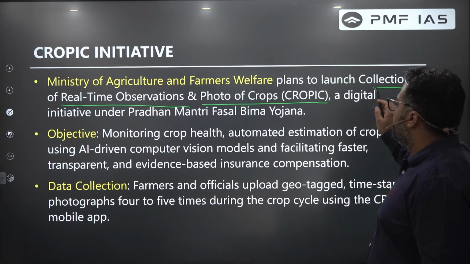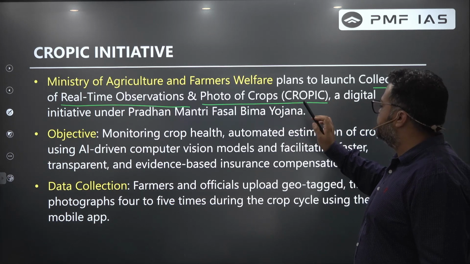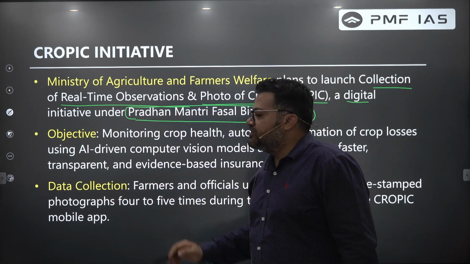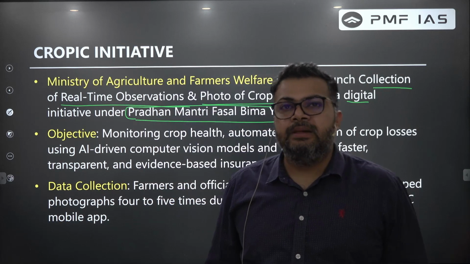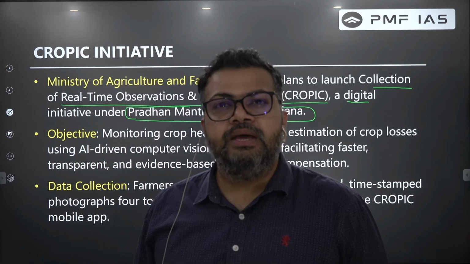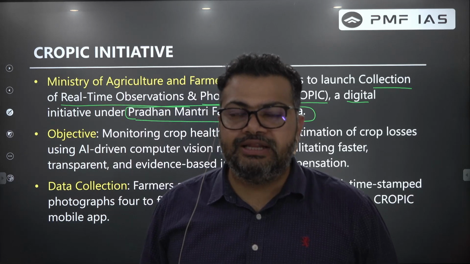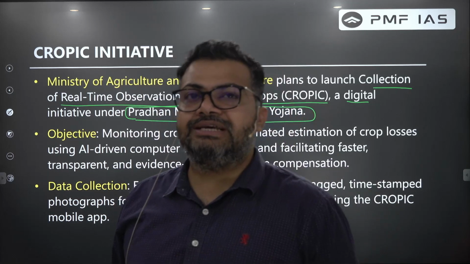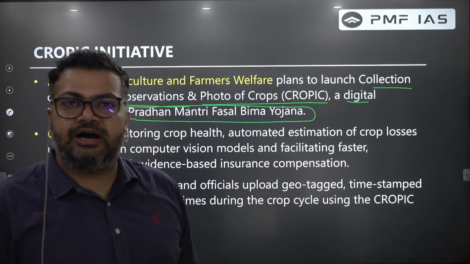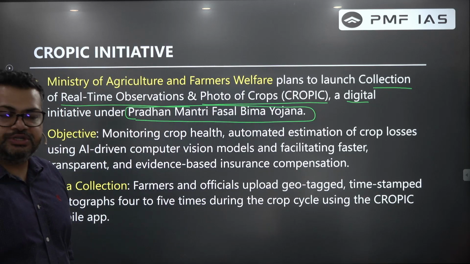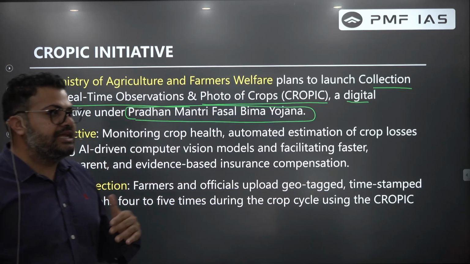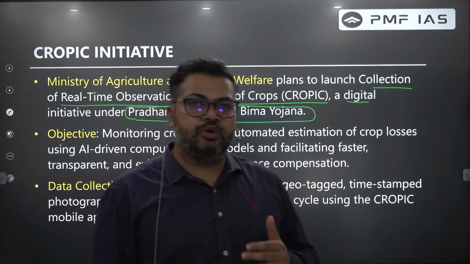So CROPIC full form is Collection of Real time Observations and Photo of Crops, a digital initiative under Pradhan Mantri Fasal Bima Yojana. So guys, you must have read about Pradhan Mantri Fasal Bima Yojana. It was introduced, if I'm not wrong, in 2017 maybe, and this scheme has been found to be very lucrative considering crop insurance against losses. So whenever there is a loss, farmers can claim an insurance if their farm was registered under the Pradhan Mantri Fasal Bima Yojana. So this would be a way how we can take real time observations and photographs of the crops, and if there is any claim that has come to the insurance companies regarding crop failure, they can assess those claims much faster. I hope all of you understand.